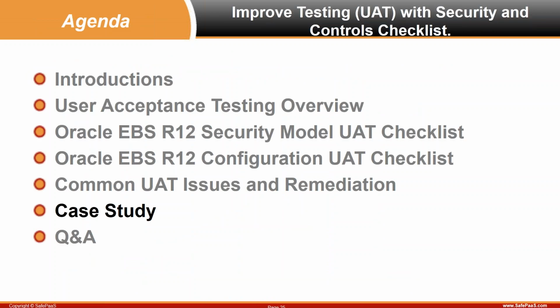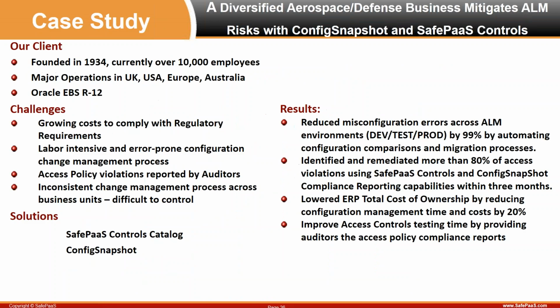Okay. So I have much more information and data on these items, but I really want to focus on our case study here. It's a common customer of ours in the diversified aerospace defense business, and they're a very forward-looking organization. Of course, being in aerospace defense, they truly are the rocket scientists, and they appreciate technology and the benefits that automated controls bring to mitigate risk. And they leverage SafePass controls and ConfigSnapshot programs to overcome some of these challenges listed on the left side.